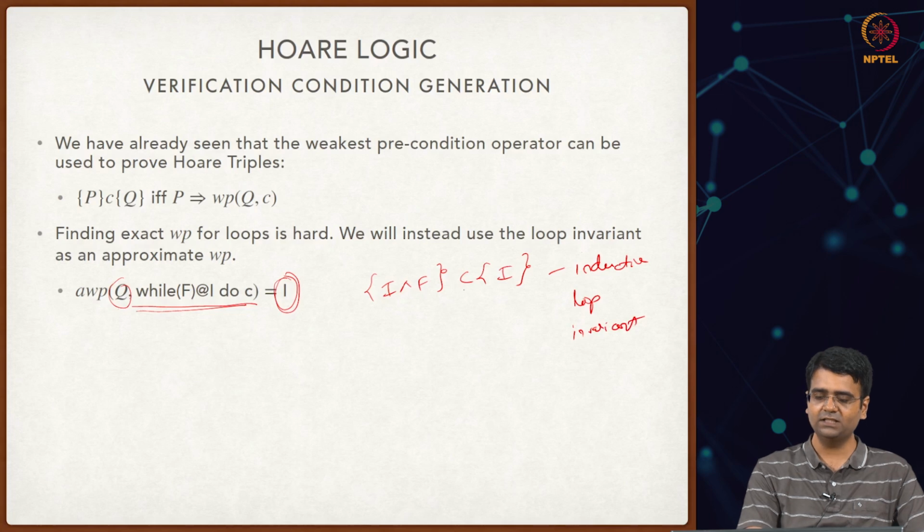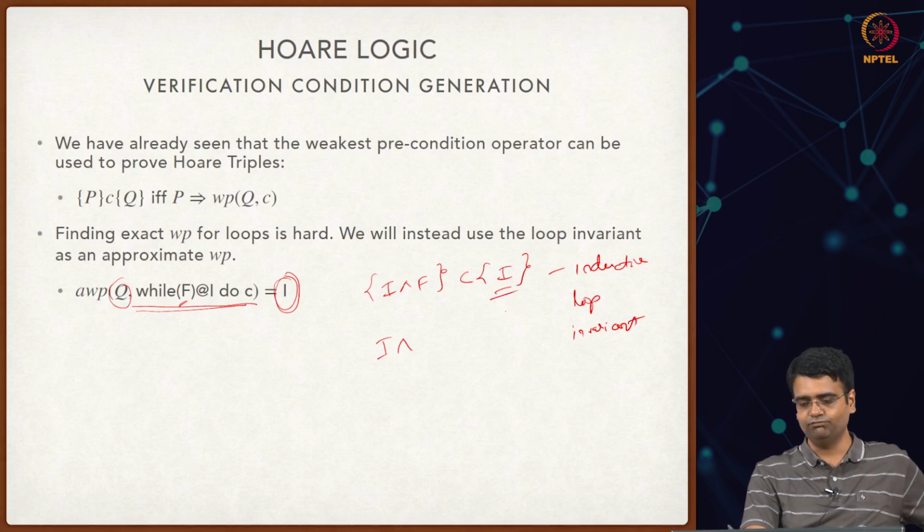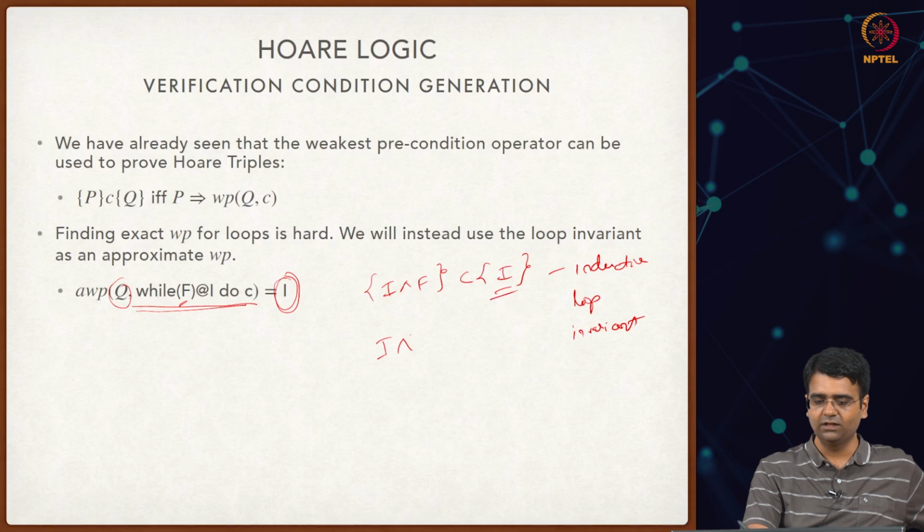which is that this Hoare triple should be valid: if you execute the body of the loop in a state which satisfies I and F, then the state should continue to satisfy the formula I after executing the body of the loop. And finally, the loop will terminate if the loop conditional is not satisfied. Remember, you have always ensured that you are in a set of states which obey the formula I. So when the loop terminates, you will not satisfy the loop conditional. So I and not F should imply Q.